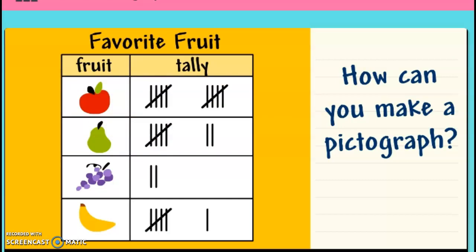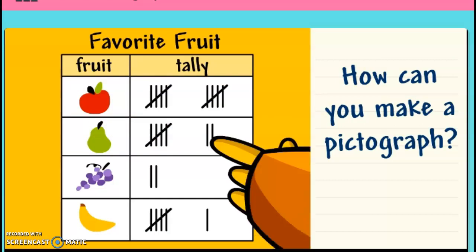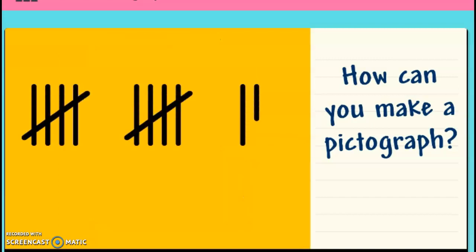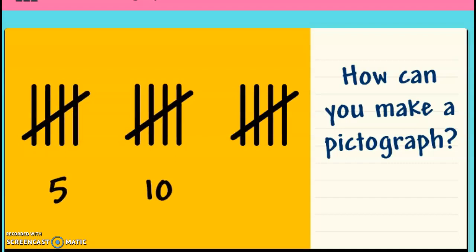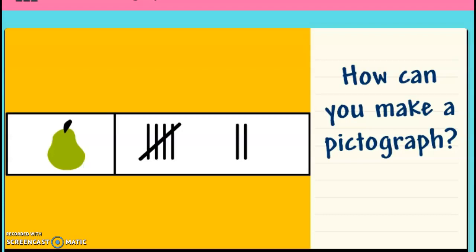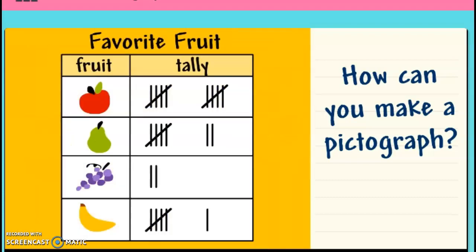You can record information from your survey into a tally chart. You organize tally marks into groups of 5 so they're easier to count. There are 5, 10, 15 tally marks. How many people like pears the best? Start with 5, then count on 2. 6, 7. 7 people like pears the best.